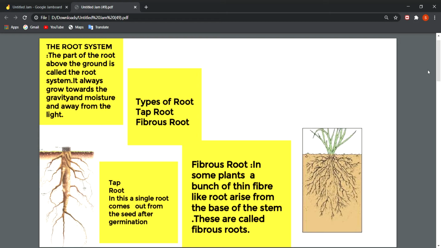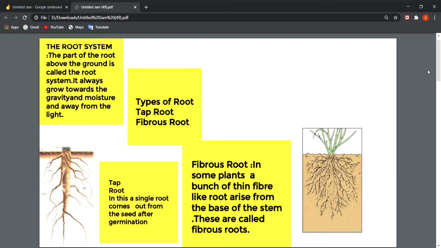The next type of root is the fibrous root. In some plants, a bunch of thin fiber-like roots arise from the base of the stem. These are called fibrous roots. For example, you must have seen grass in your garden. Grass, maize, wheat, onion and rice are examples of such type.